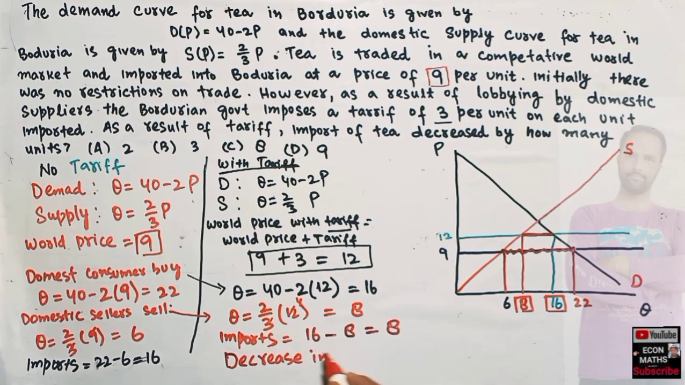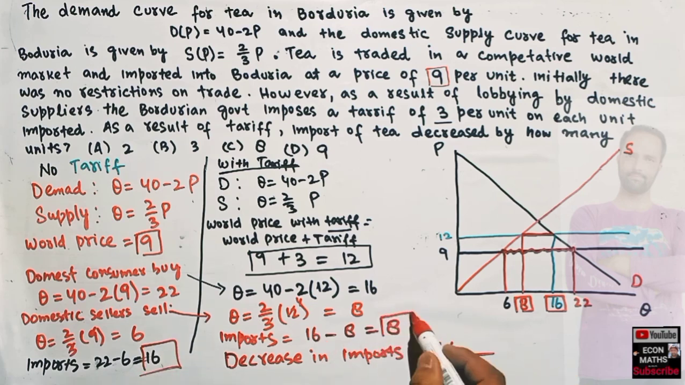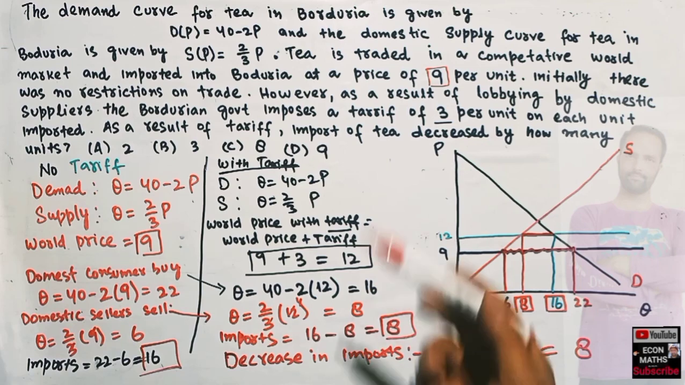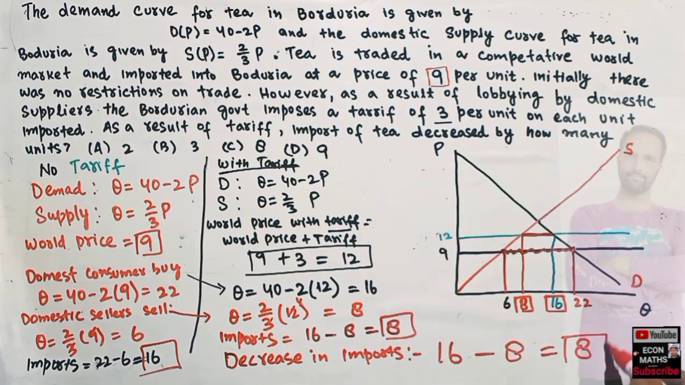Now the decrease in imports will be equal to, originally we were importing 16 units, now we are only importing 8 units. That means the decrease in imports due to the tariff is equal to 8. That means imports will decrease by 8 units when there is a per unit tariff of 3, given the demand and supply.